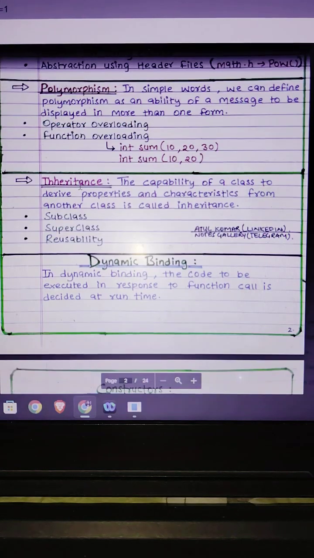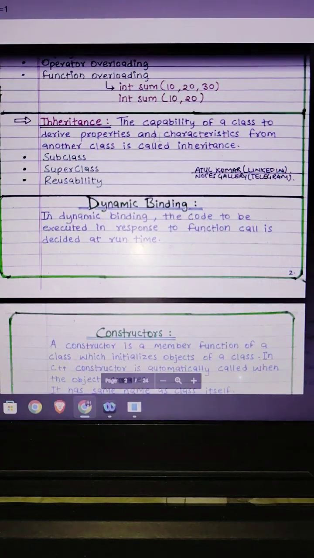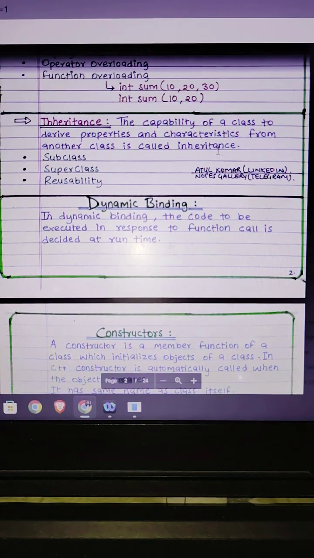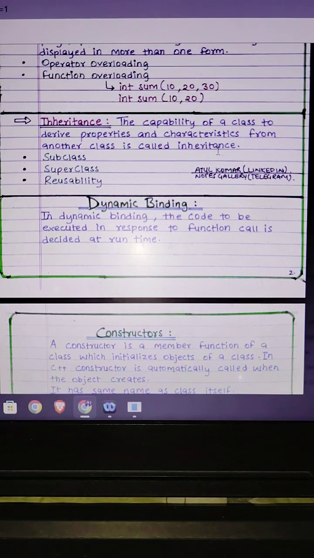And now move to inheritance. Inheritance is the capacity of a class to derive properties and characteristics from another class. We take an example for better understanding. In inheritance we take two classes: first is the derived class and second is the base class. The base class is also known as the parent class, and the derived class is also known as the child class.